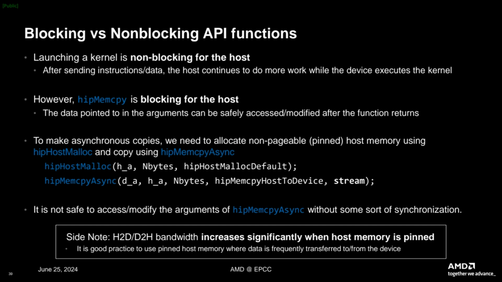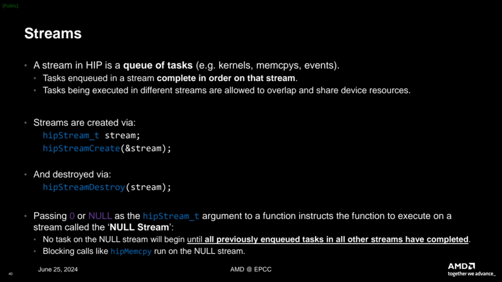And you can make asynchronous copies, but to do that, memory needs to be allocated as pinned or non-pageable on the host using hipHostMalloc. And then you can proceed with hipMemcpyAsync. So here, something to be aware of is this bold word stream, which is the concept that allows you to actually proceed with asynchronous instructions. So basically, a stream is just a queue of tasks in HIP that could be kernel launches, memory copies, or events in general.